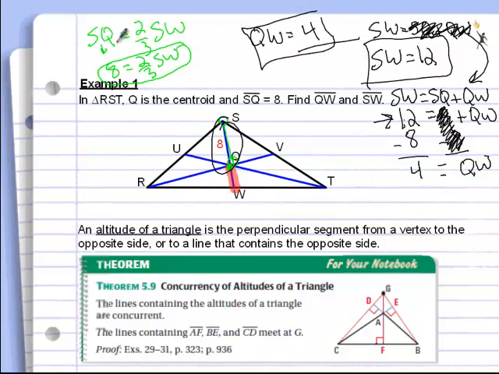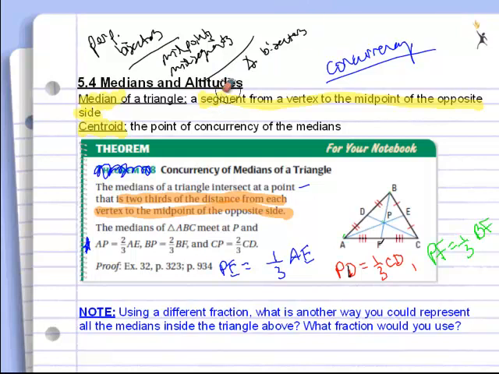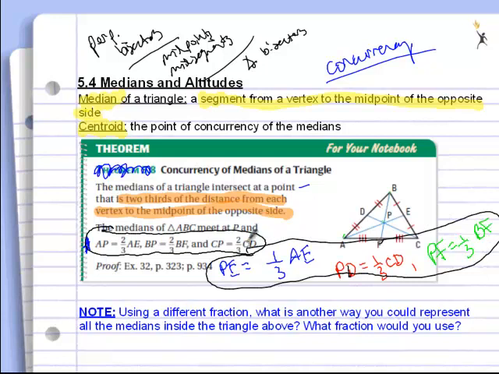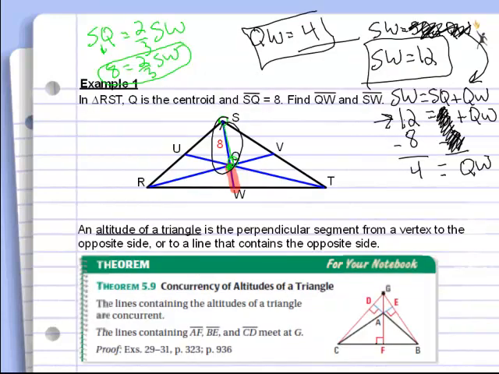Using the concurrency of medians theorem helped me find SW. Using the segment addition postulate, I found out what QW was. Now those are medians. And a median, remember, is a segment going from a vertex to the midpoint of the opposite side. And from that, we get all these different identities. Some of them with 2/3, some of them with 1/3. Then, the next thing we're going to talk about are altitudes.